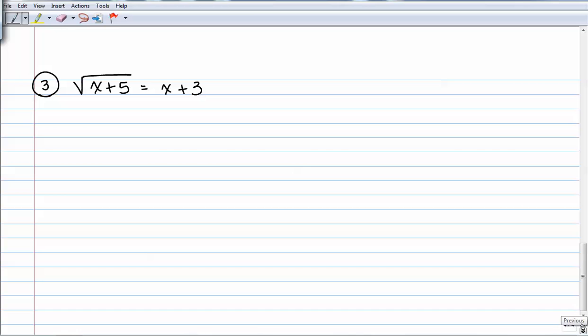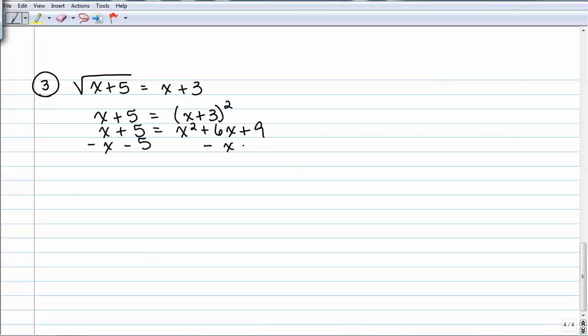And let's take a look at a last example here. The square root of x plus 5 equals x plus 3. When I square both sides, I get x plus 5 equals the quantity x plus 3 squared. So that means x plus 5 equals, and don't forget this means x plus 3 times x plus 3, so that has to be FOILed, and I'll get x squared plus 6x plus 9. And again, I have a quadratic equation because I have an x squared in my answer, so I'll subtract x and subtract 5 in order to make this equal to 0.